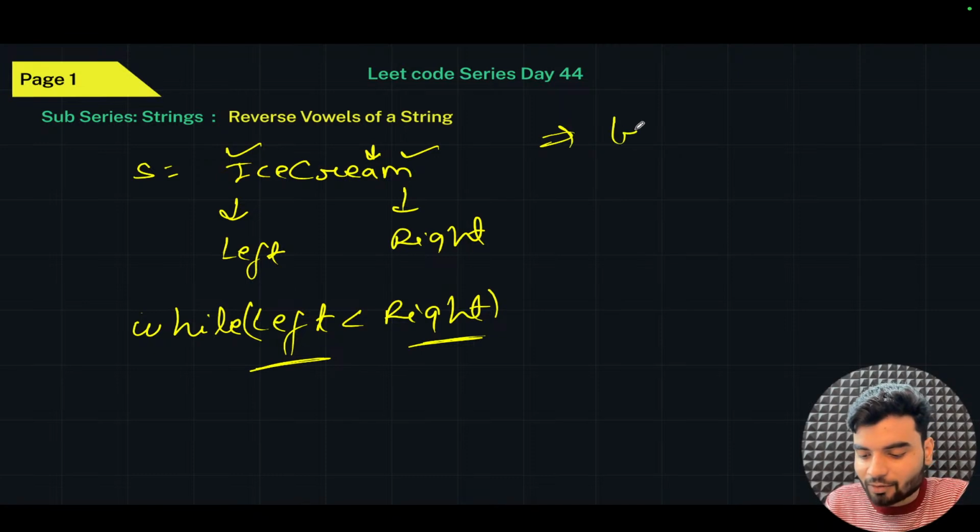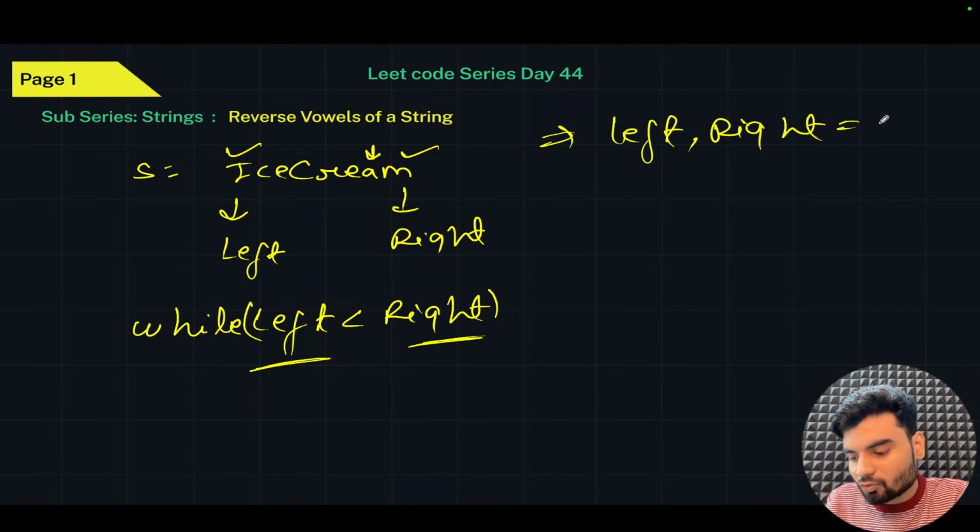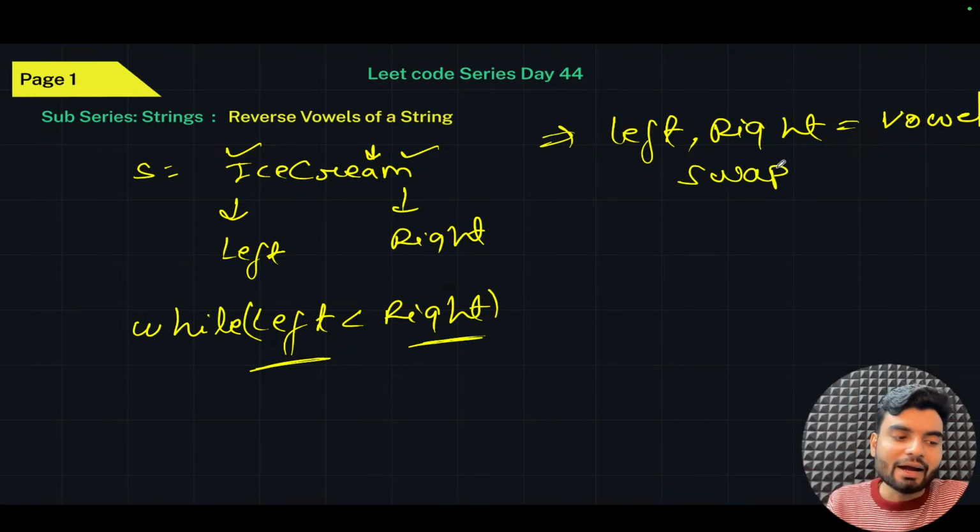When left and right both point to a vowel, right? Both point to what? Vowel. What will you do? You'll swap. Otherwise, you'll move your left pointer if at left you don't have a vowel, or you'll move your right pointer if on the right you don't have a vowel, right? That is the logic. That is the logic. Correct only, right?